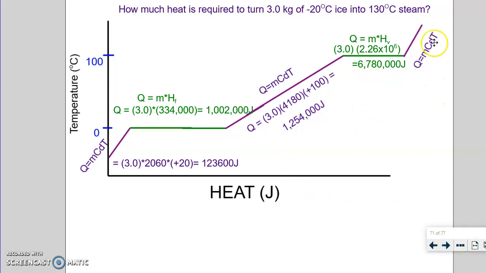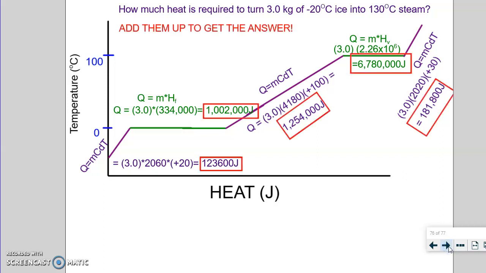And then finally we're going to heat up the steam, because we don't stop at 100 degrees. That's the heat of the steam when we make it. We're going to heat it all the way up to 130. So that's going to get it up to 3 kilograms times 2020. That's the specific heat of steam. You see it's close but not quite the same as ice. And then again positive 30, because we're going 130 minus 100 to get us that last term, which is, oh yeah, there we go, 181,800 joules.